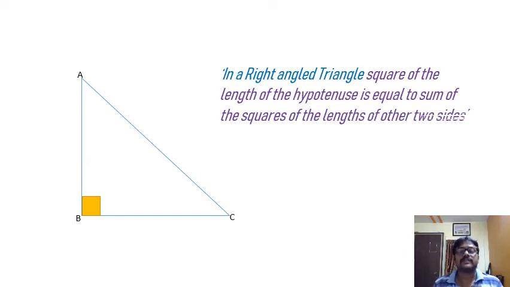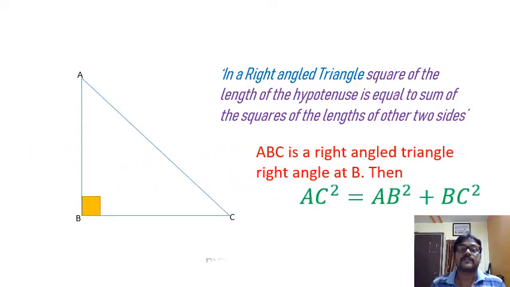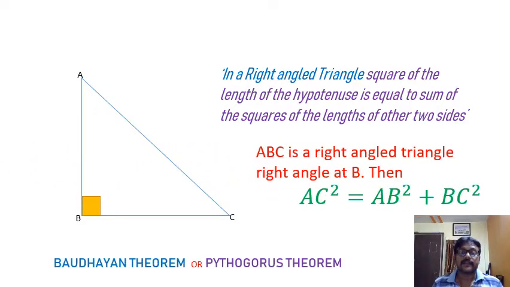No confusion. Let me take a right angle triangle ABC, which is right angled at B, and obviously the side opposite to the right angle B is the hypotenuse, the longest side. So AC is the hypotenuse and AB and BC are the other two sides. So according to the statement, AC square is equal to AB square plus BC square. This is what we're going to establish as our proof. Right, let us start proving this theorem.